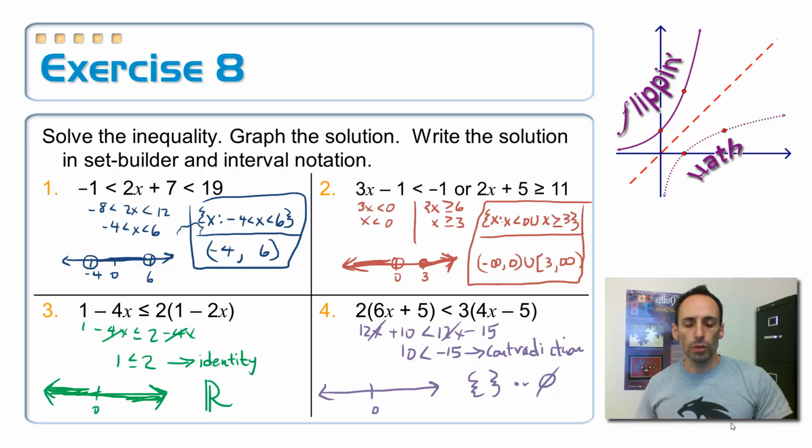And then the interval notation, again from the graph, it's very easy, just go left to right, negative infinity to 0. It's parenthesis, union, bracket 3, comma, infinity.